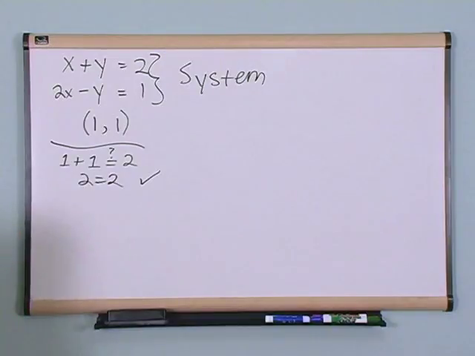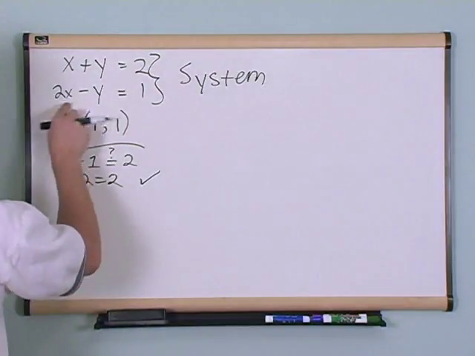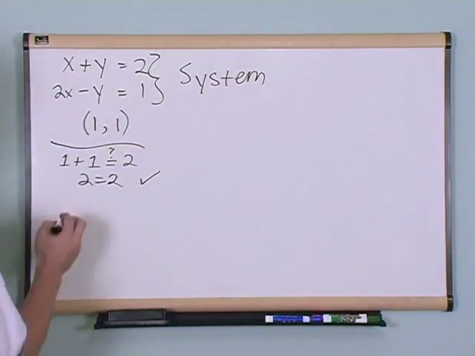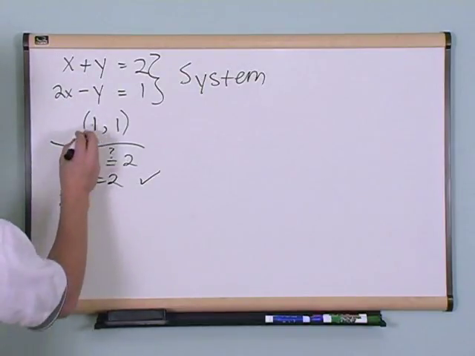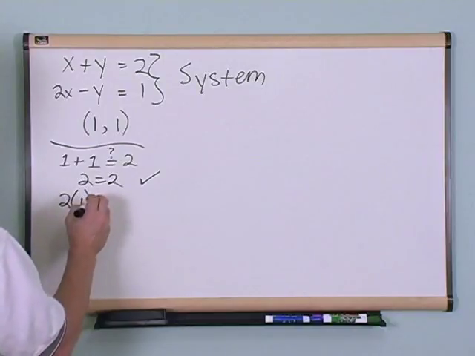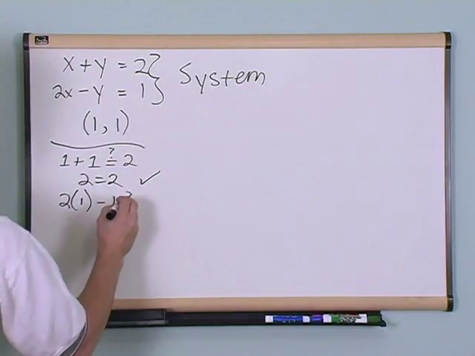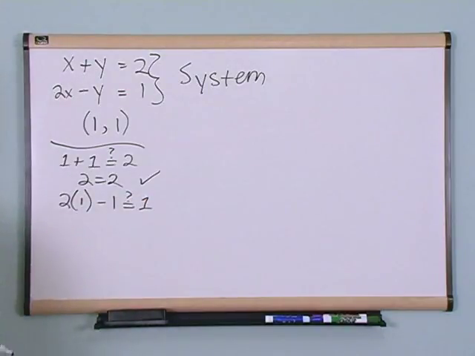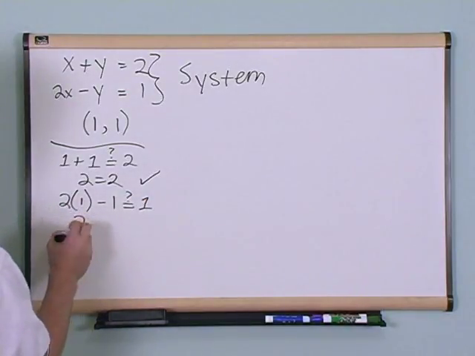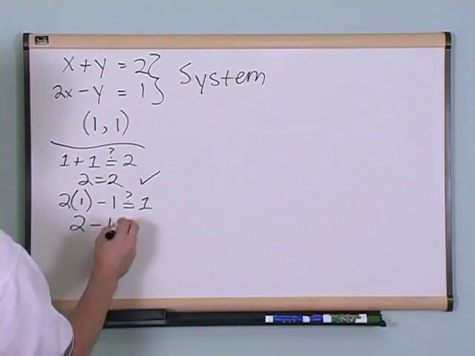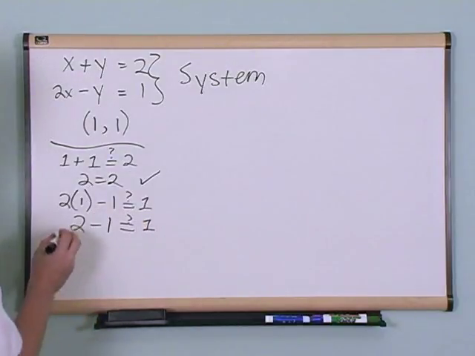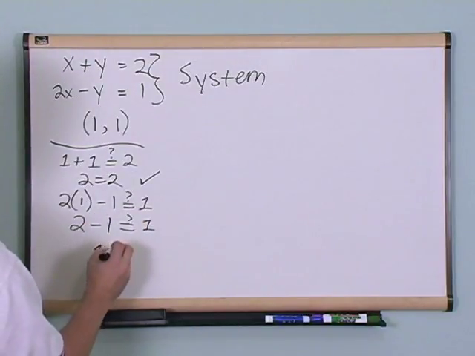And we know that one half of the deal is satisfied. Now let's check the other half. It's got to also satisfy the second equation. 2 times x, which is 1, minus y, which is 1, equals question mark 1. Well, let's check it out. 2 times 1 is 2, minus 1 equals question mark 1. 2 minus 1 obviously is 1, equals 1.